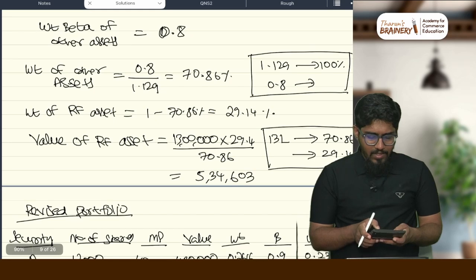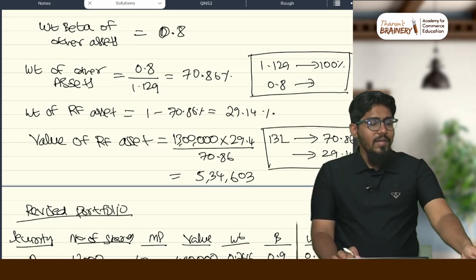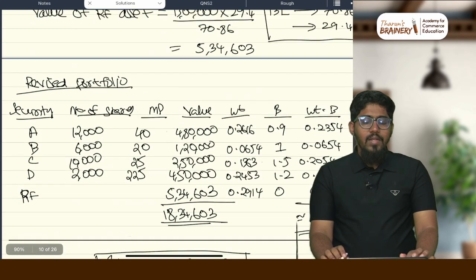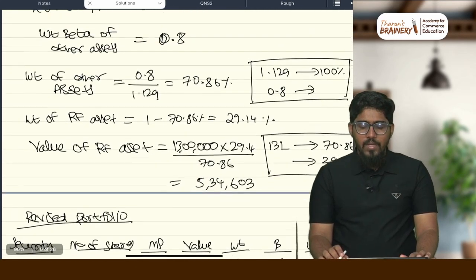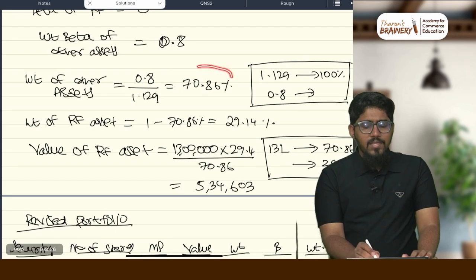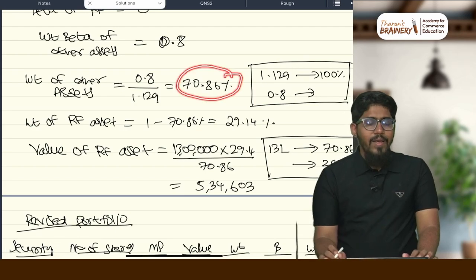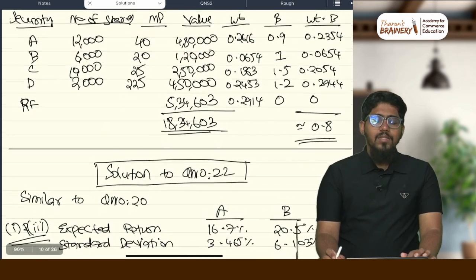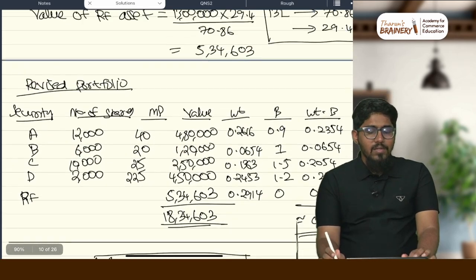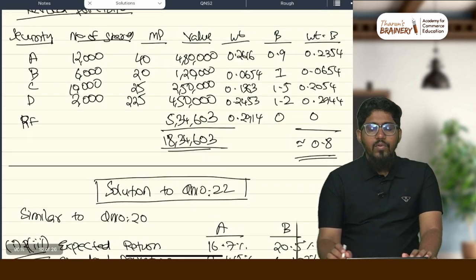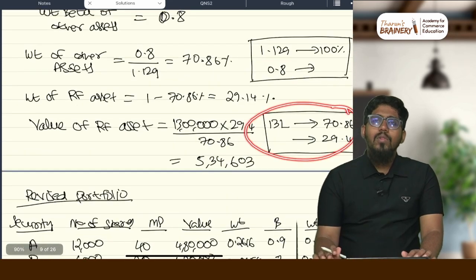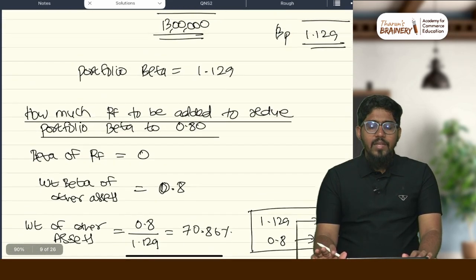13 lakh divided by 70.86% is 18 lakh 34,603. This is what is the value. In study material, this is solved in this way. If 70.86% is this, total value is how much? Total value is 18 lakh. Then 18 lakh minus 13 lakh is equal to 5,34,000. That is how you have calculated, or directly you can calculate like this. Okay, both the ways are same. I hope you guys are getting the clarity.